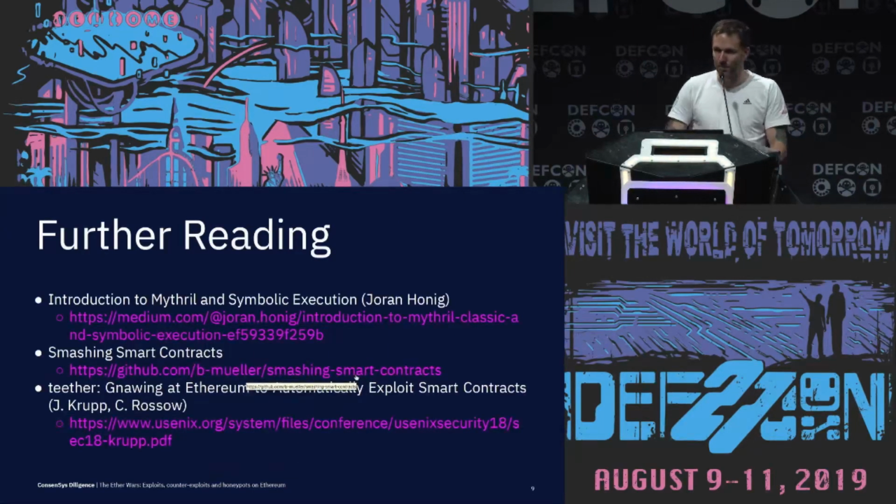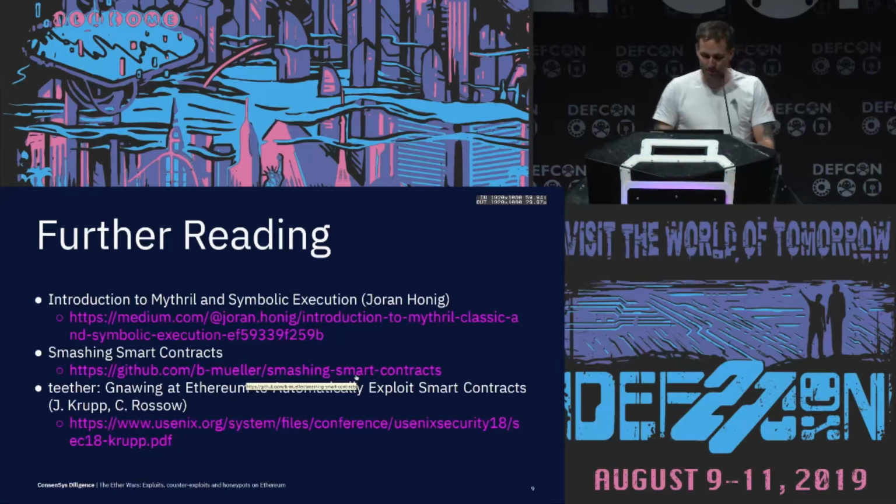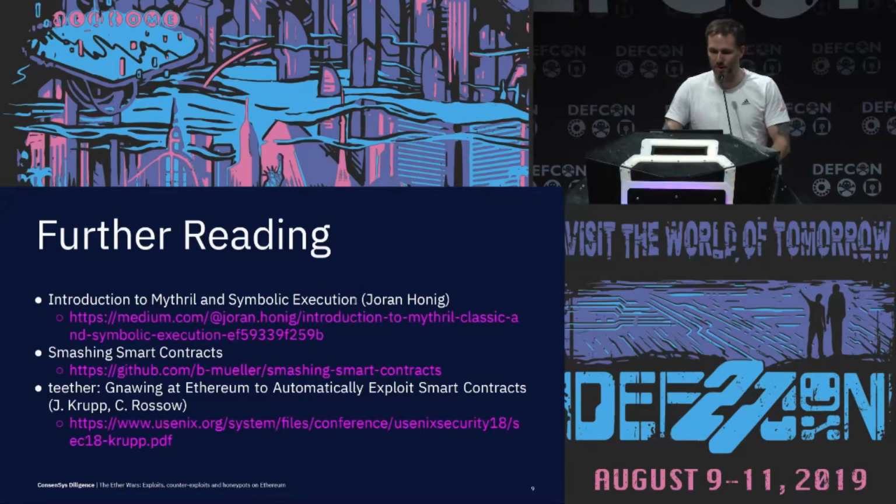So I'm not going to go into much more detail because we actually practiced this talk a couple of days ago and it turned out to take about 3 hours to do everything. So we need to cut things down a bit. But if you're interested, there's a good summary by my colleague Joran, talking about symbolic execution, and then there's a paper I wrote last year called Smashing Smart Contracts that goes into a lot of detail. I can also recommend this paper, Gnawing at Ethereum, and there's a lot of other stuff you can just find on Google. We'll have a few more references at the end of the talk.